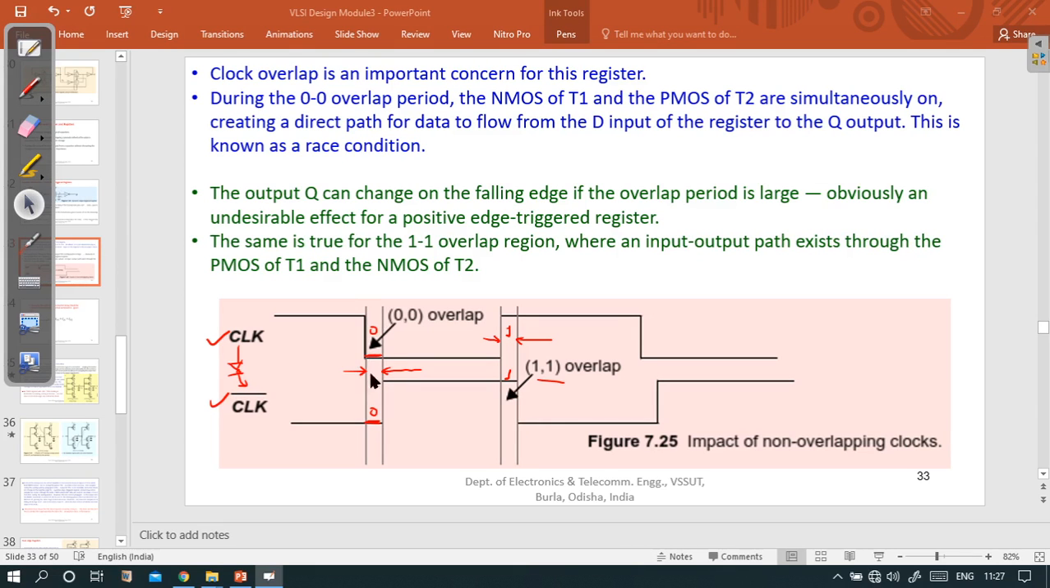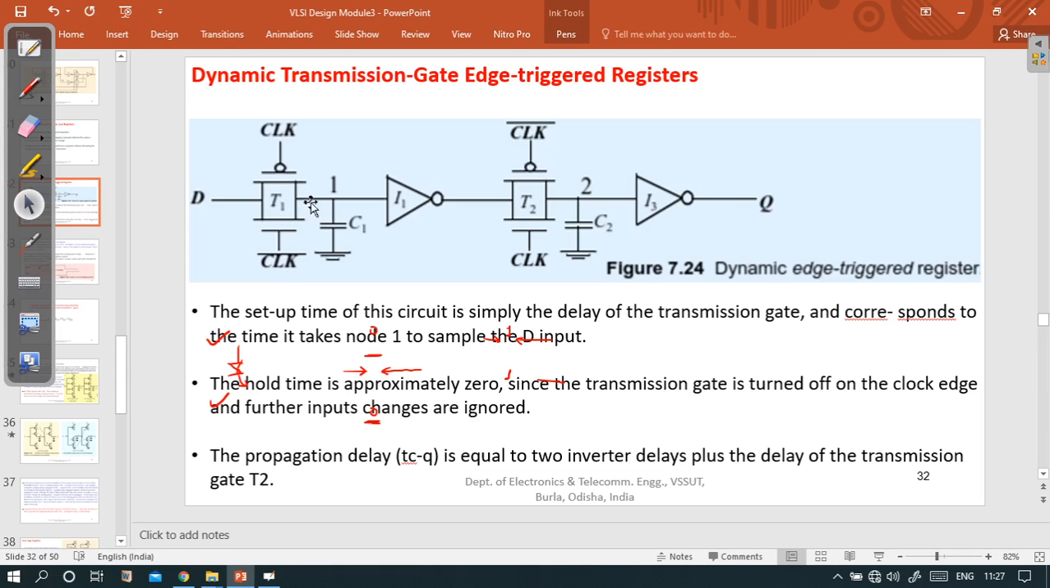If clock and clock bar are both 0, then what can happen? Let's say clock is 0 and clock bar is also 0. Under this situation, this PMOS is on, and this NMOS will be off, because the 0 applied at the gate makes this PMOS conduct, and the low voltage is non-enabling for this NMOS. So this is not working, this is off.